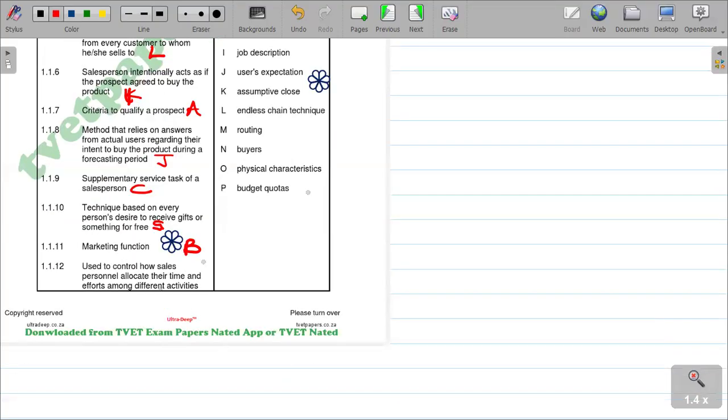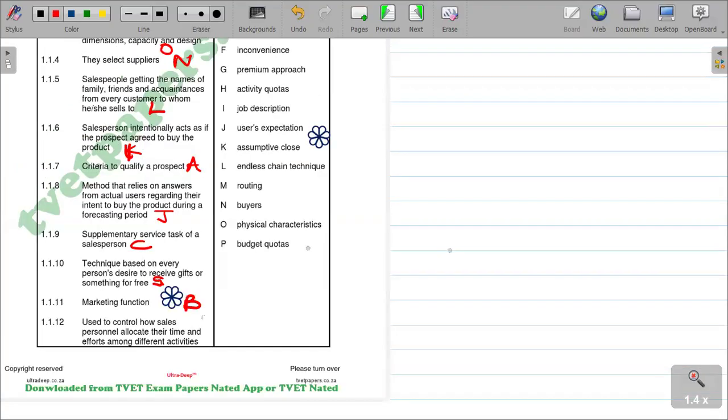And then we use it to control how sales personnel allocate their time and efforts among different activities, which is H, activity quotas. We call it an activity quota. Activity quotas, which is H.